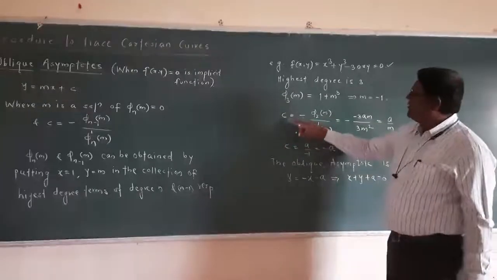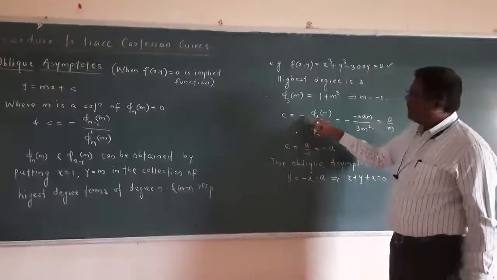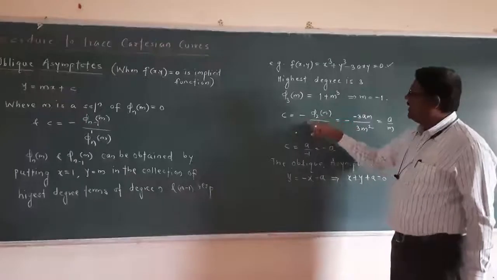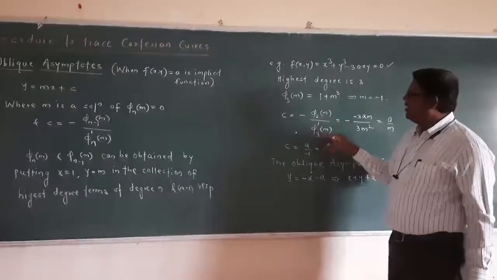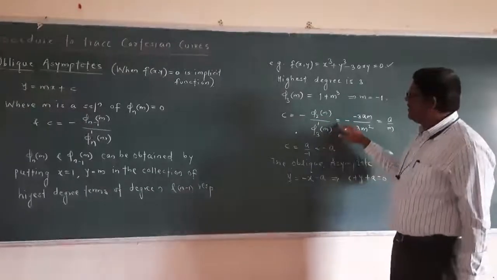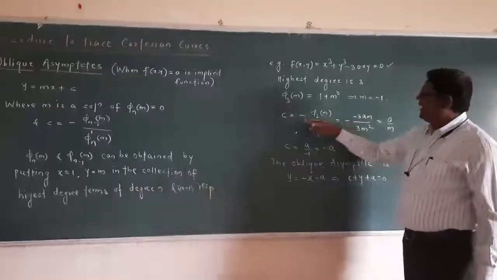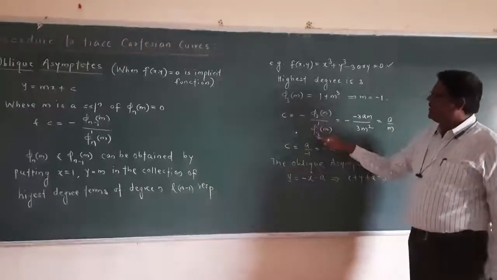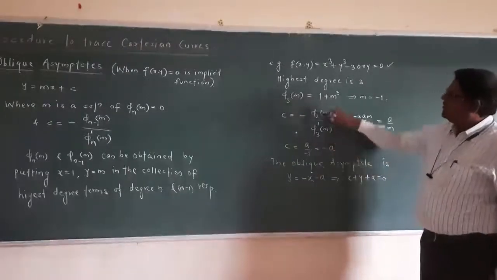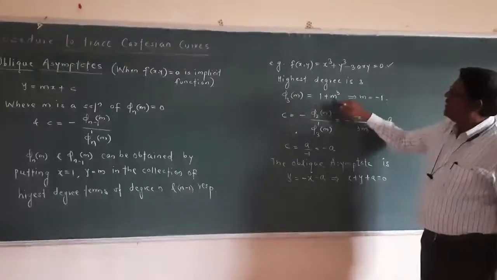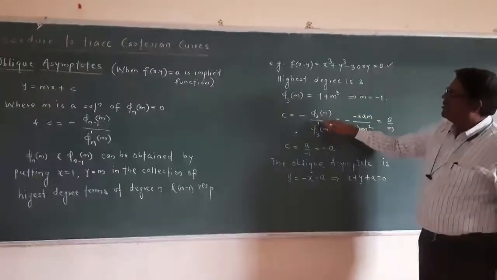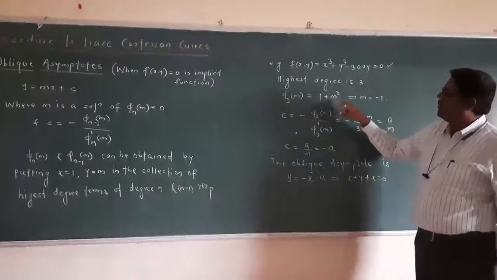Now the constant c can be calculated by using this formula where the value of n is 3. So c is equal to minus phi 2 of m divided by phi dash 3 of m, and which is equal to minus phi 2 of m as it is. Now phi dash 3 of m, what is phi 3 of m? It is 1 plus m cube. Therefore phi dash means its derivative. And what is its derivative?